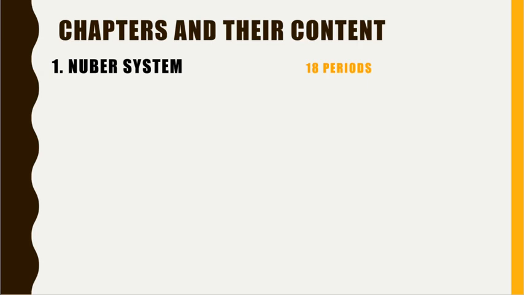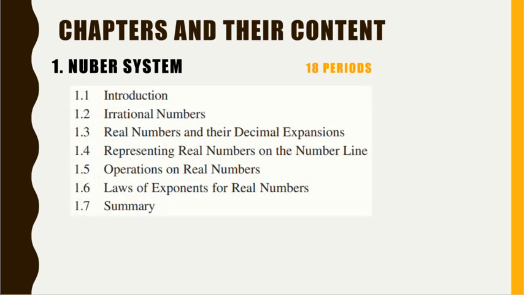So, in this number system chapter, you have got mainly 7 subtopics. In that: introduction, irrational numbers, real numbers and their decimal expansions, representing real numbers on the number line, operations on real numbers, laws of exponents for real numbers. These are the main important subtopics.